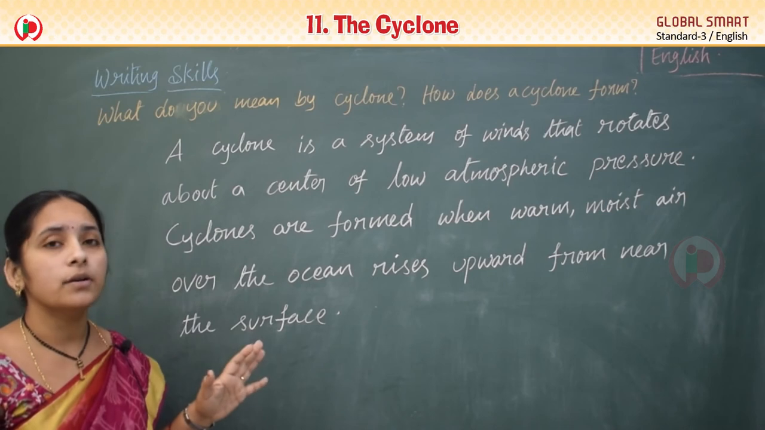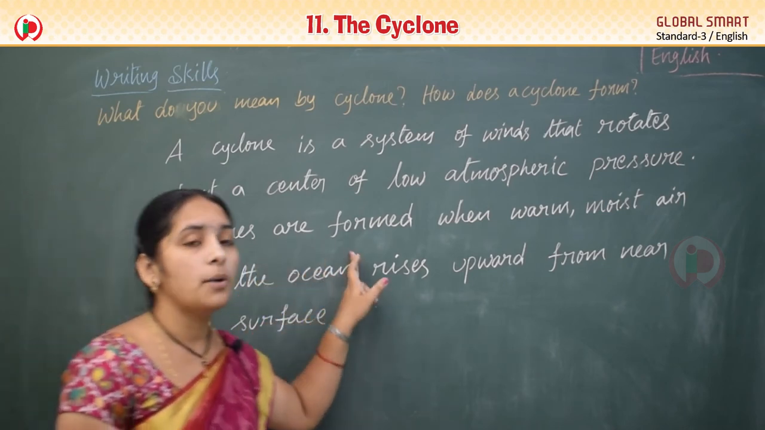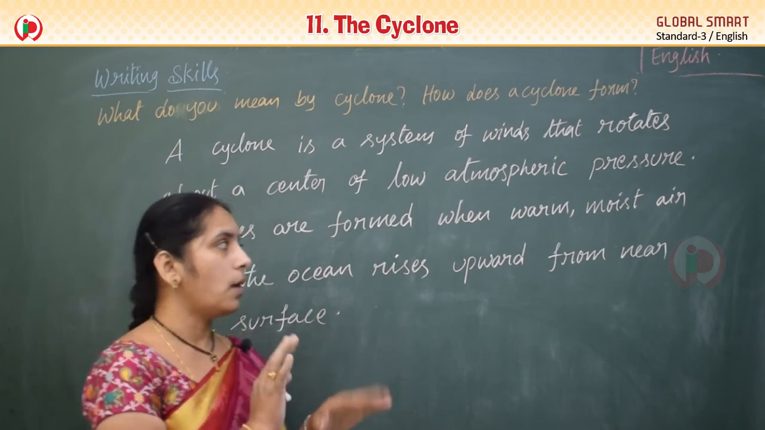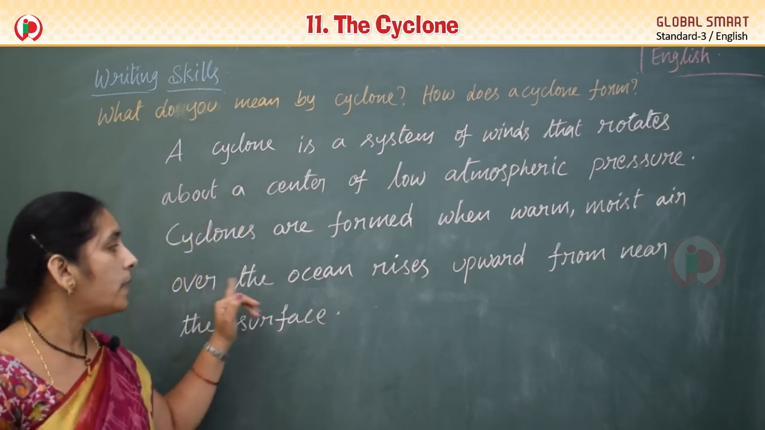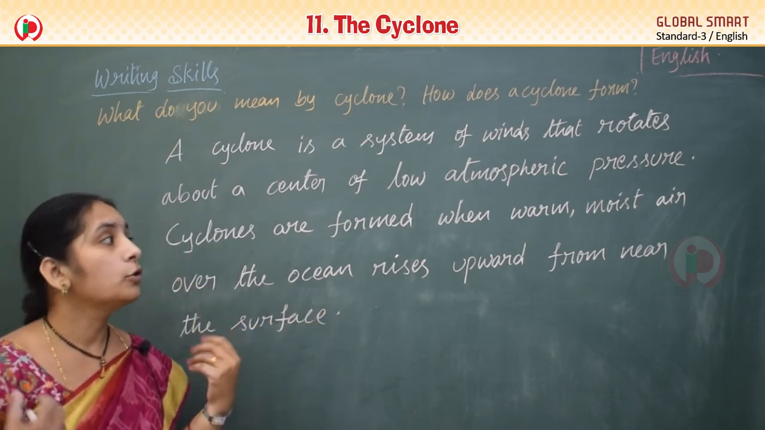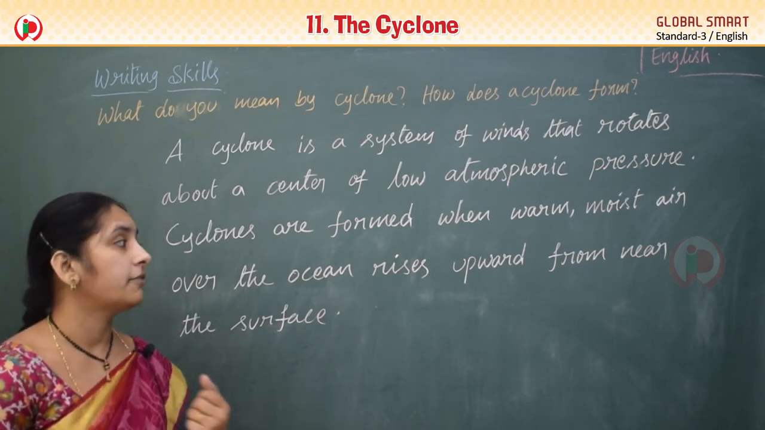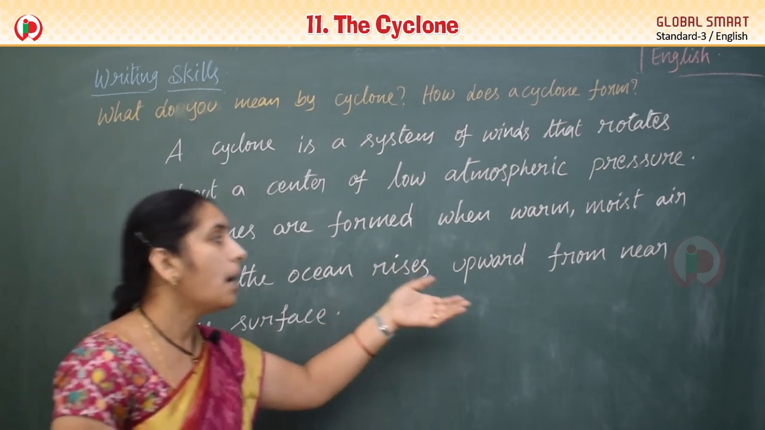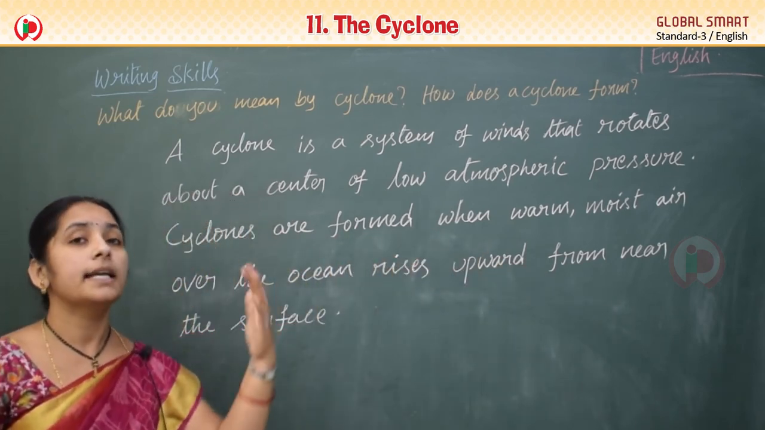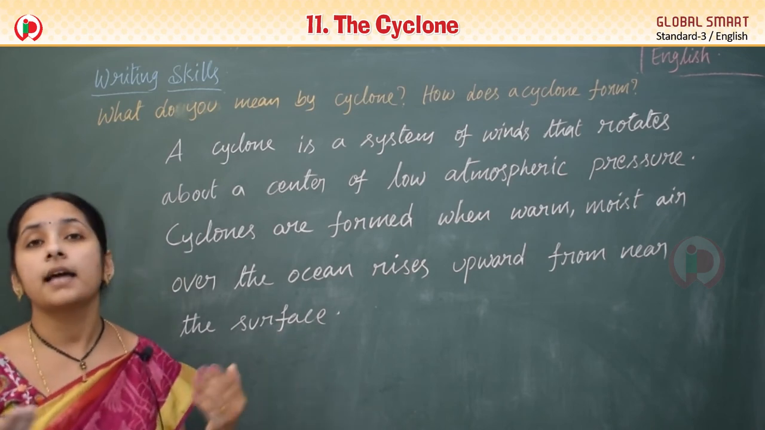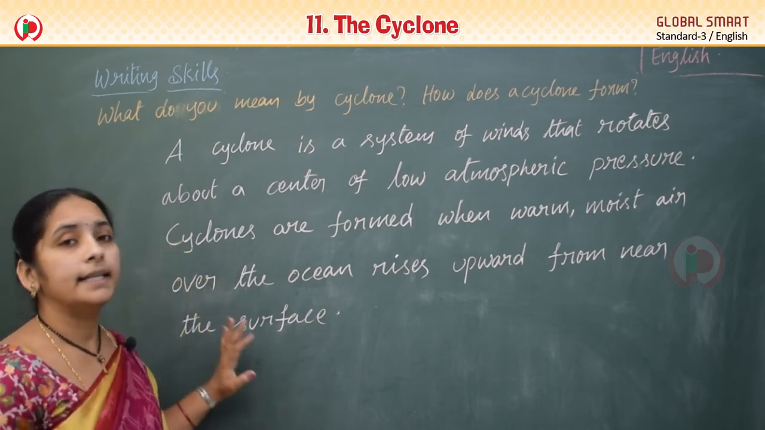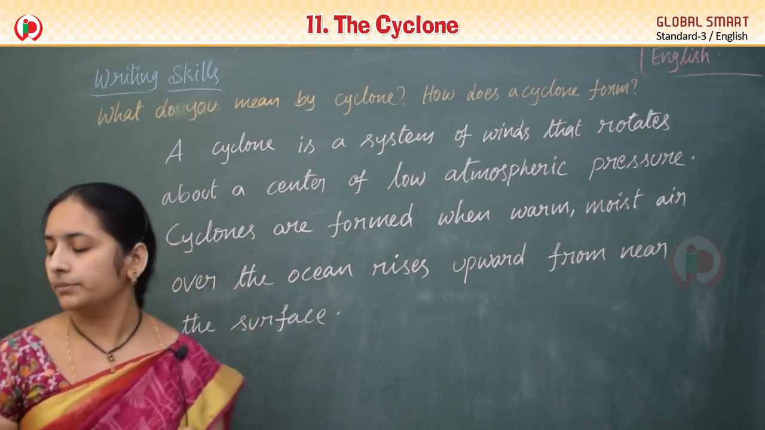And how does a cyclone form? Cyclones are formed when warm and moist air over the ocean rises, too much moist and warm heat over the oceans upward from near the surface. So if we have that, then cyclones will be formed. Okay? So this is the writing skills part. So write it down, all of you.